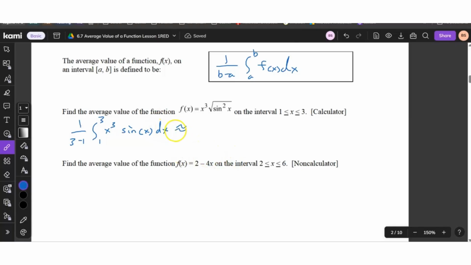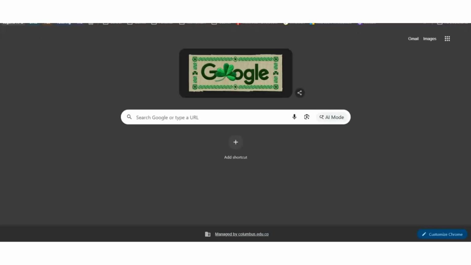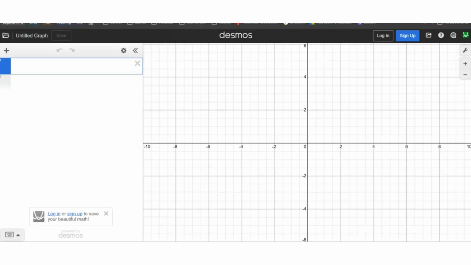Now, do I know how to do that yet? No. Get out your calculators, right? All right, so let's see. 1 over 3 minus 1, which is 2, times the integral from 1 to 3 of x cubed sine of x dx. So I get 5.848.